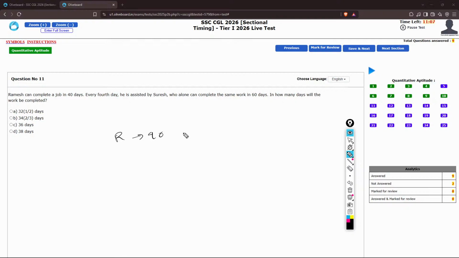Ramesh can work on, so every 4th day he is assisted by Suresh, who alone can complete the same work in 60 days. So let total work 120, 3, 2. So 3, 3, 3, and then 5. This total work we completed. So 3, 3, 3, 9, 9, 4, 14. 14 into 8. So 112 is completed in 32 days. Then 2 more days. Then 2/3. Yeah. 8 remains, right?